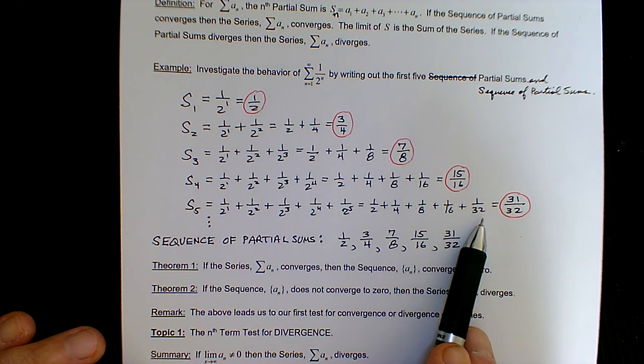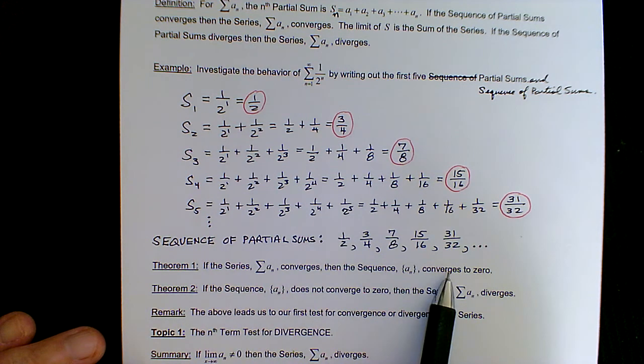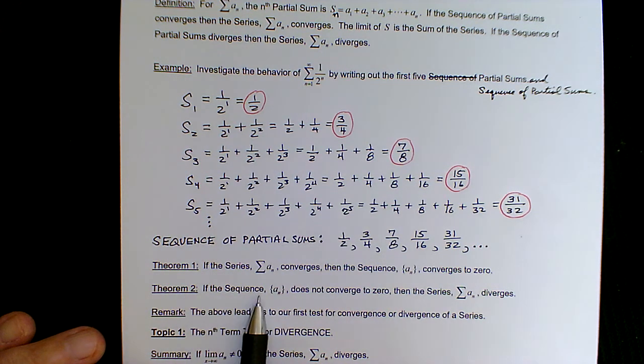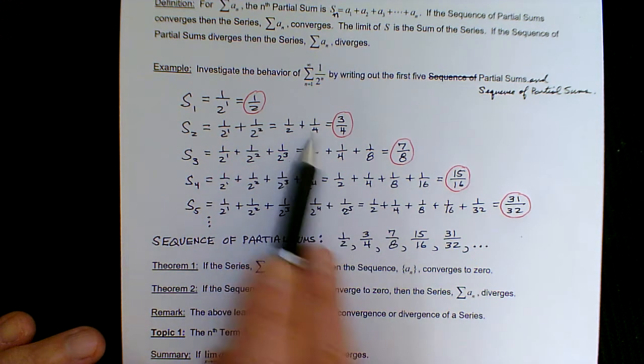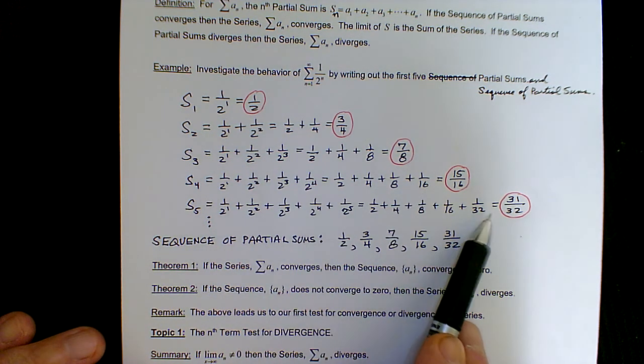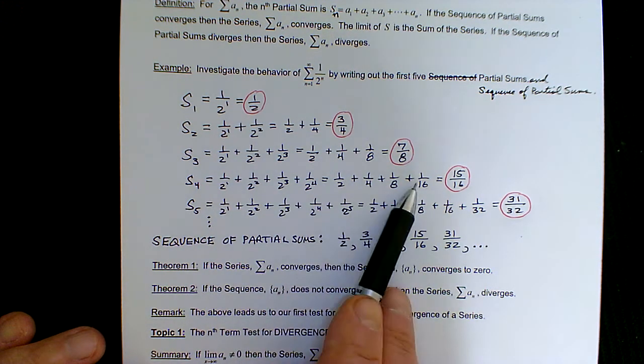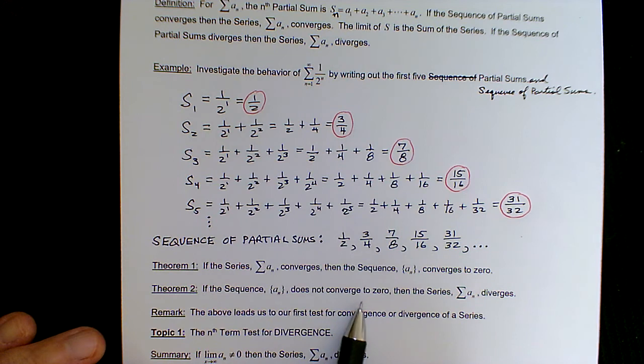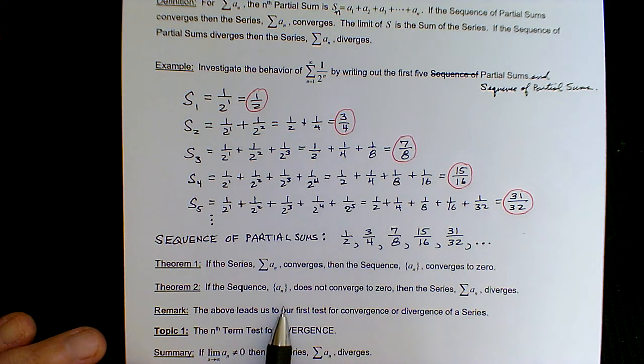For the second theorem, we say if the sequence does not converge to 0, then the series diverges, which is basically what I just got through saying: if you're adding on a number that's not tending toward 0, let's say this was tending toward 1, the number that we're adding on every time. If we added 1 onto the sum of a series an infinite number of times, then the sum's going to approach infinity. And that leads us to our first test for convergence or divergence of a series, and it's referred to as the nth term test for divergence.